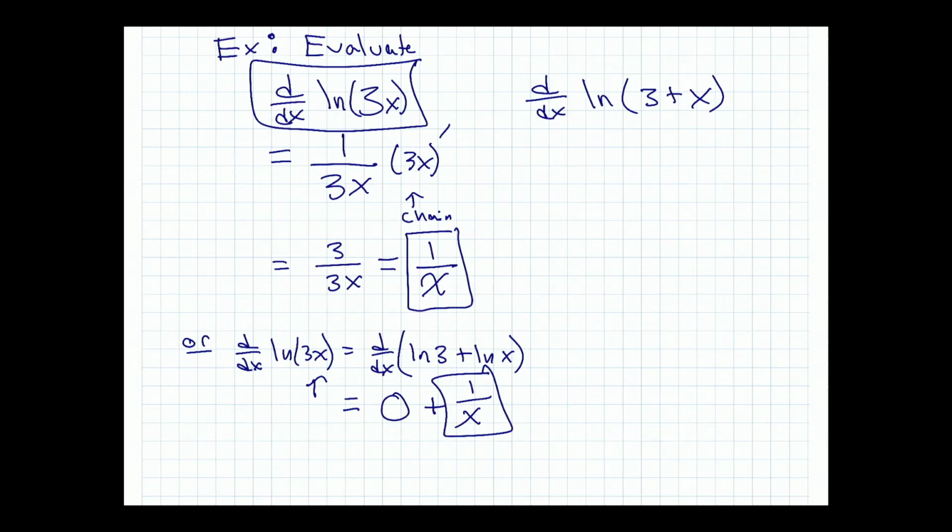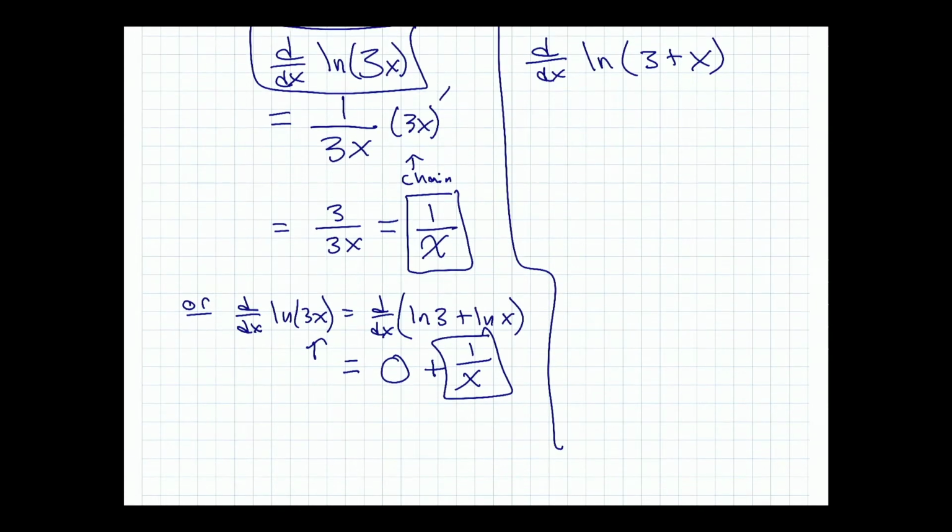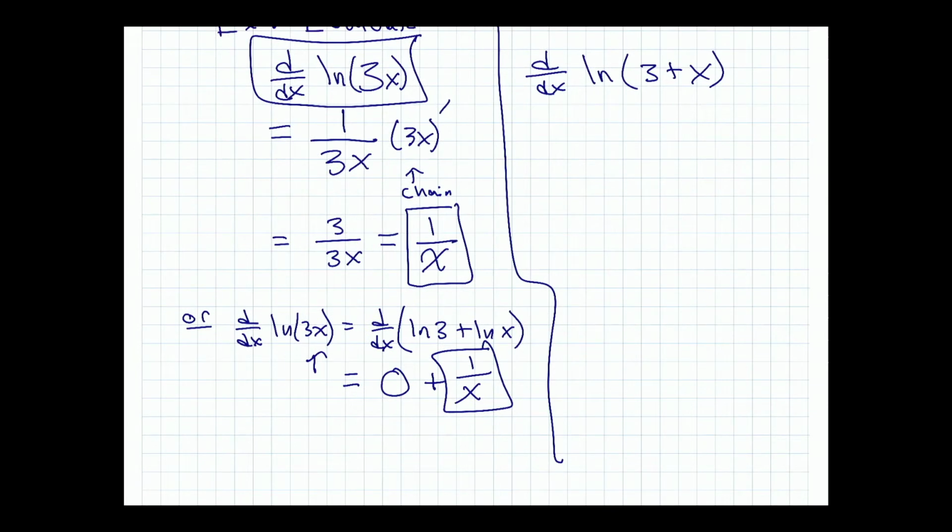For this one here, d/dx of ln(3 + x), there's not a log rule that applies. So there you just have to do 1 over 3 plus x times (3 plus x)' for your chain rule. And then what's the derivative of 3 plus x? It's just 1.